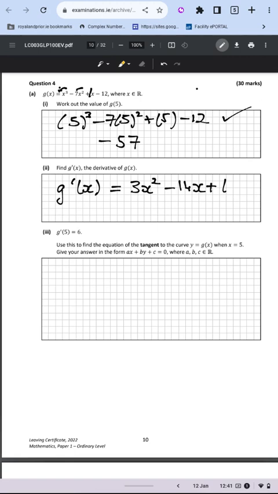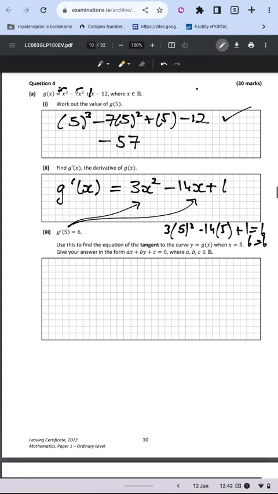G dash of 5 is equal to 6. So that means if I threw in 5 into the x up here, I'll get 6. So it's a good way of checking. So if you did like 3 times 5 squared minus 14 times 5 plus 1, you should get 6. Usually you have to work out letters, and that'd be a good place to start.